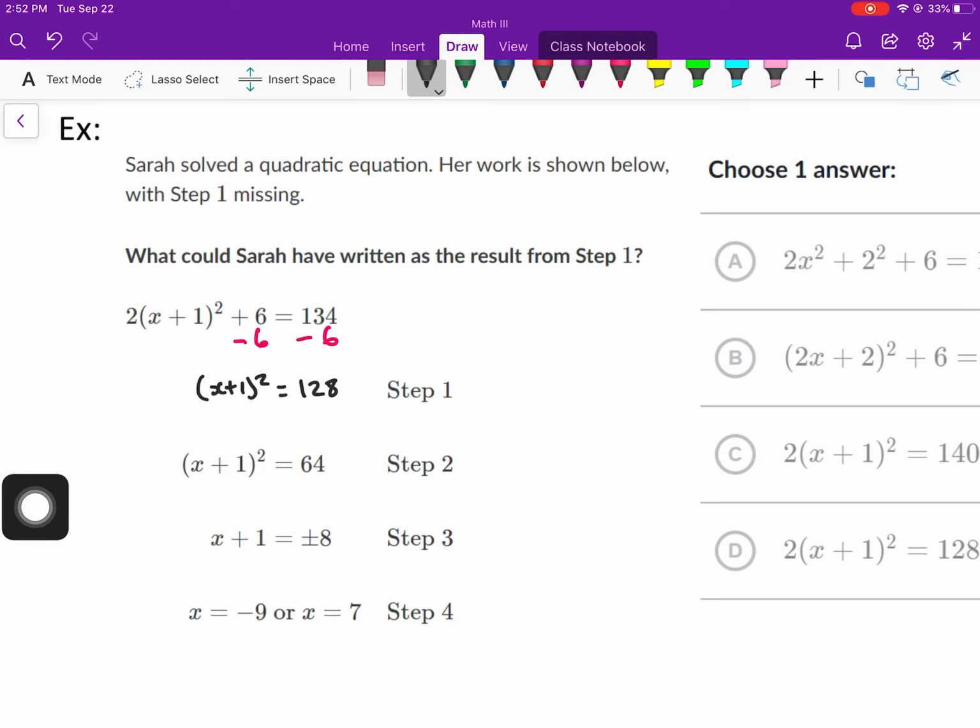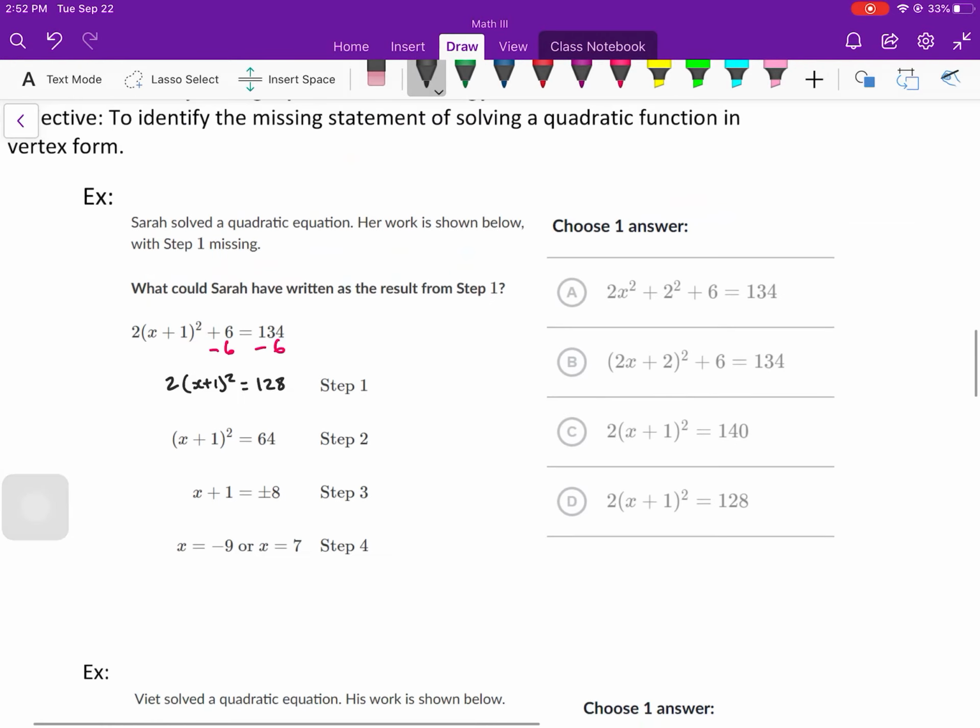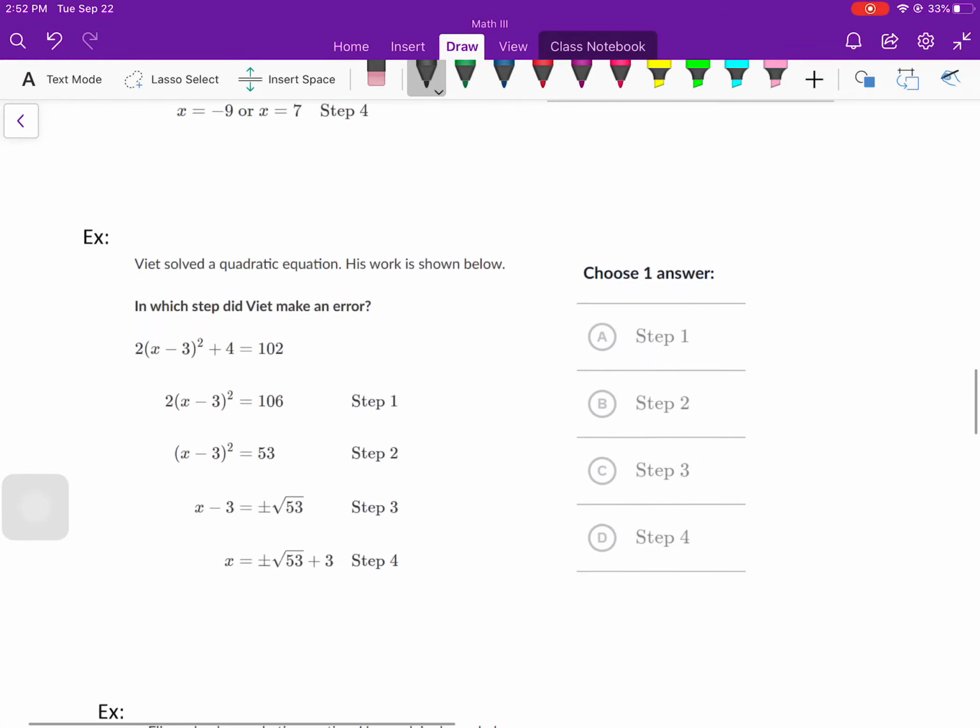So what should be there? Let's go ahead and look to the right over here. 2 times (x plus 1) squared equals 128. So there you go. It's not too bad.